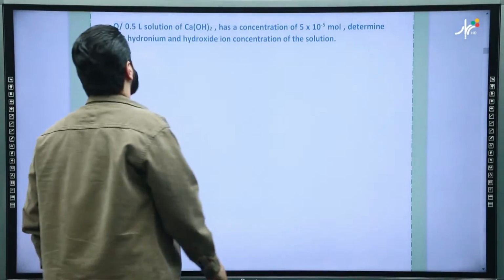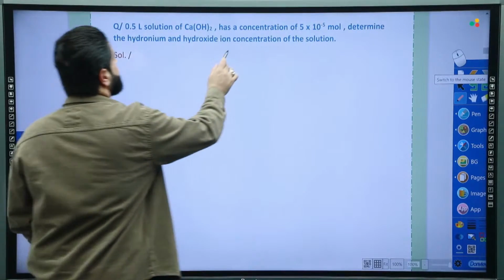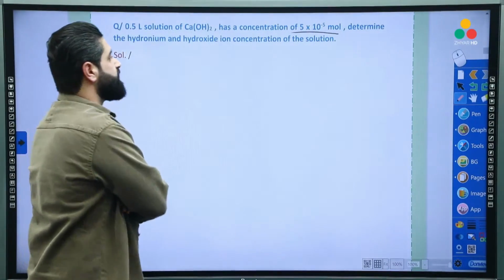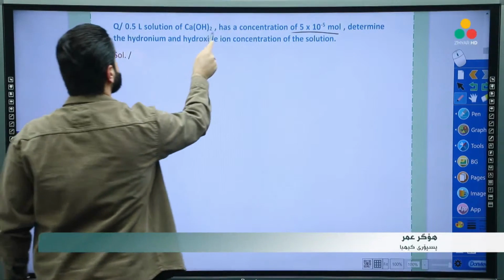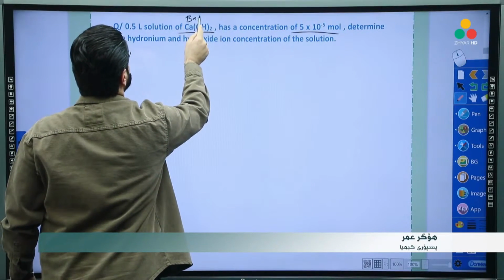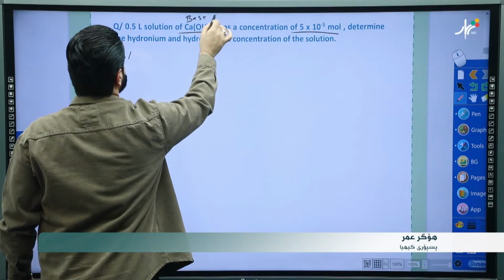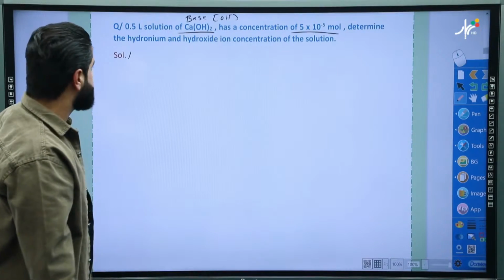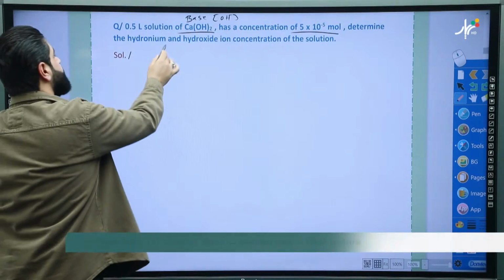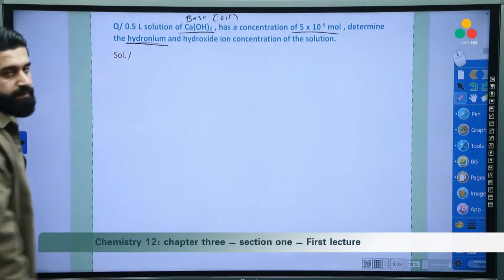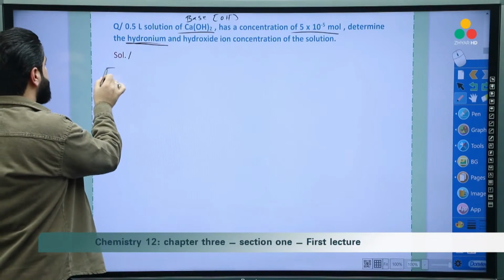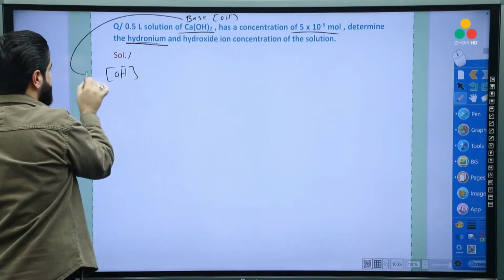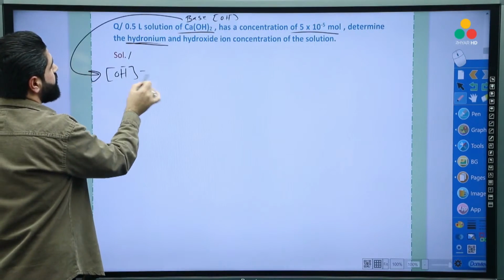A 0.5 liter solution of Ca(OH)2 has a concentration of 5 times 10 to negative 5 mole. The compound is a strong base, so the first thing you have to get is OH. Determine the hydronium ion. Firstly, you have to calculate OH. Why OH? Because the compound is a base. So for the base, we have to get OH.